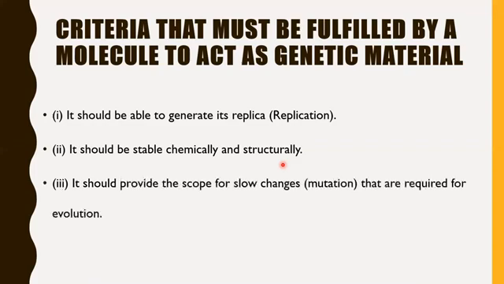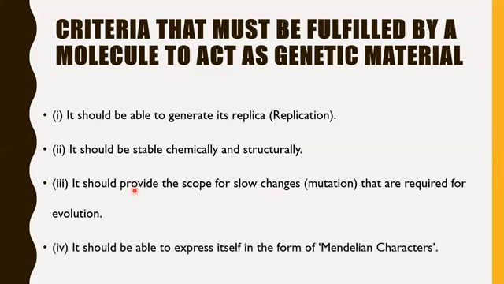The another important property, it should provide the scope for slow changes, that is called mutation, that are required for evolution. Of course, DNA is capable of undergoing mutation. Even RNA can also undergo mutation. And the last one, it should be able to express itself in the form of Mendelian characters. Of course, DNA is self-expressible, even RNA also.